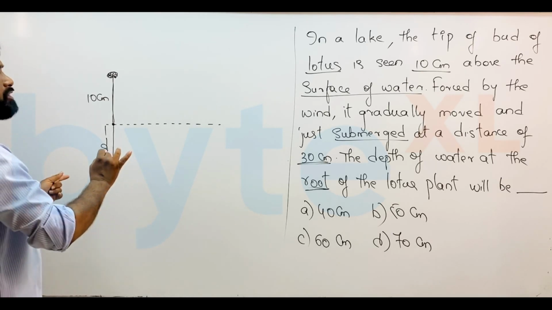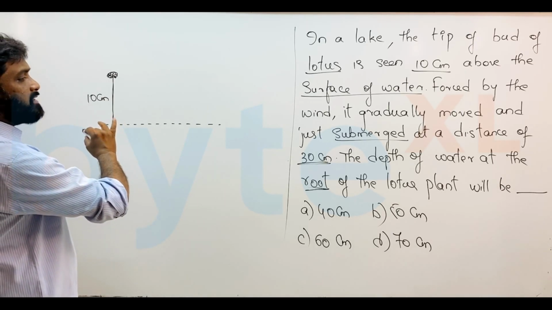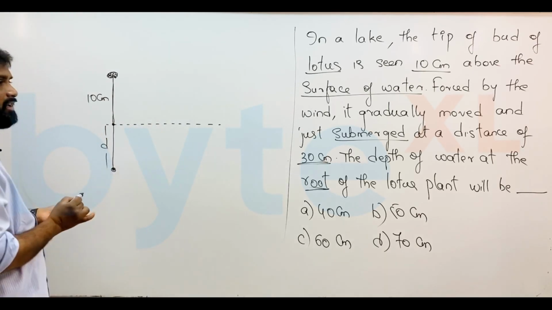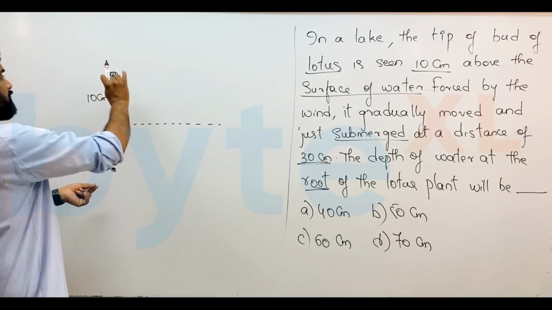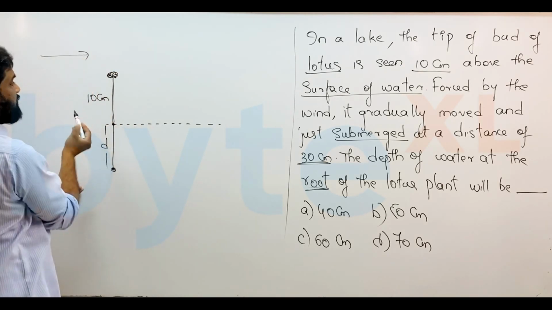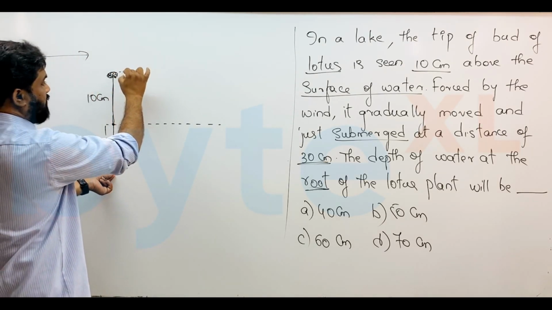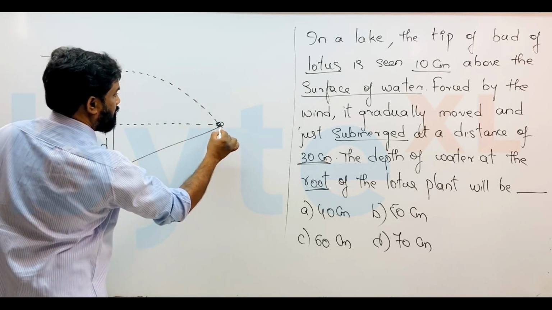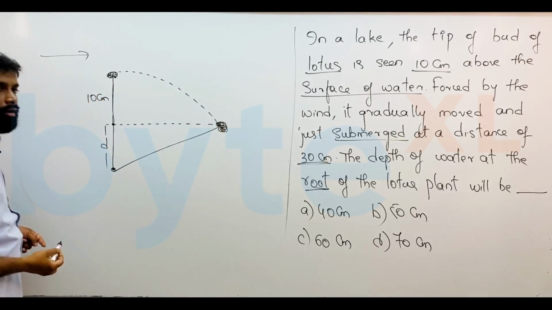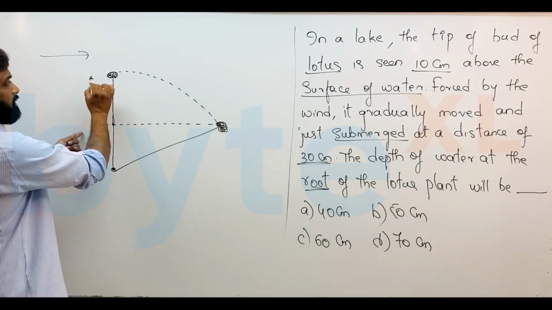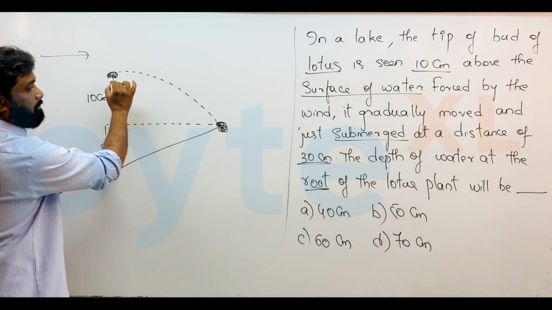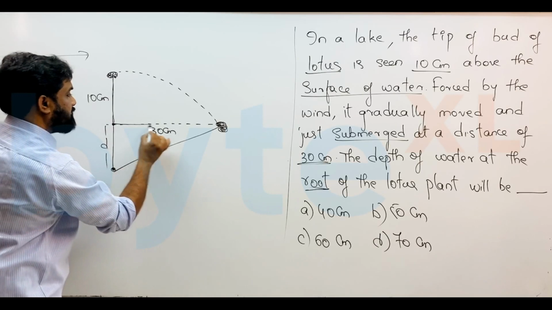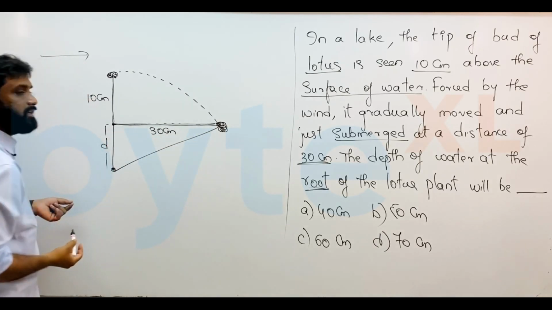Now, what is it saying? Forced by the wind, it gradually moved and just submerged at a distance of 30 centimeters. So, this is the root definitely. What he is trying to say, suppose the wind is flowing in this direction, so it gradually submerged and it bent like this. So, by the wind it gradually just submerged at a distance of 30 centimeters. So, this distance he is telling 30 centimeters. This distance is nothing but 30 centimeters.